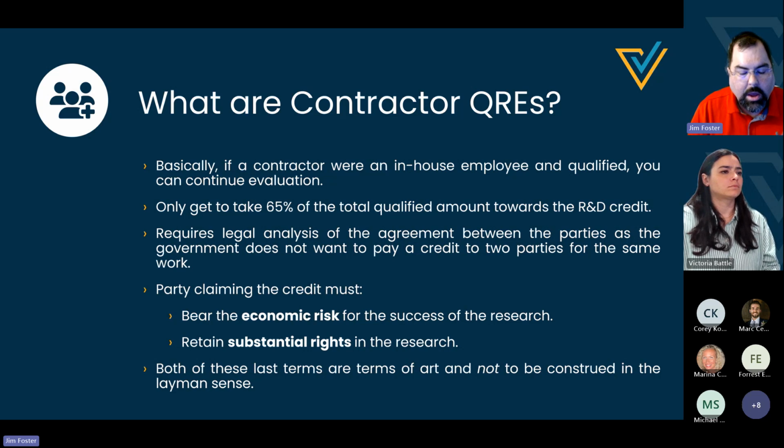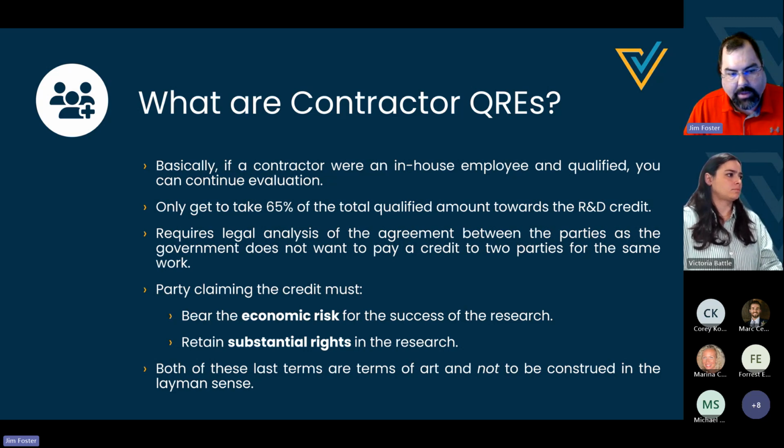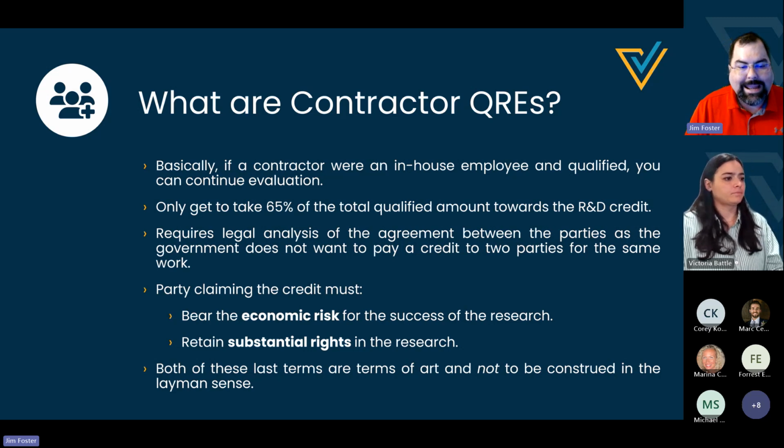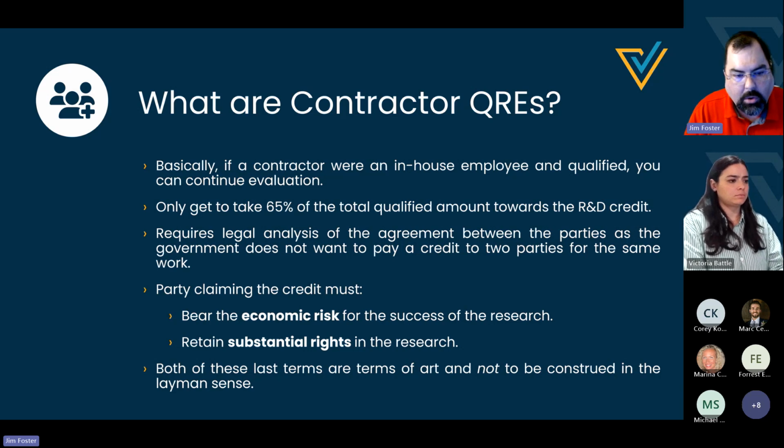That's very possible. So either company A is going to have the credit because they have economic risk and substantial rights, company B is going to have the credit because they have economic risk and substantial rights, or neither company is going to have the credit, because it is very possible that one company will have the economic risk, but another company will have exclusive rights. And when that occurs, neither one gets to take the credit.